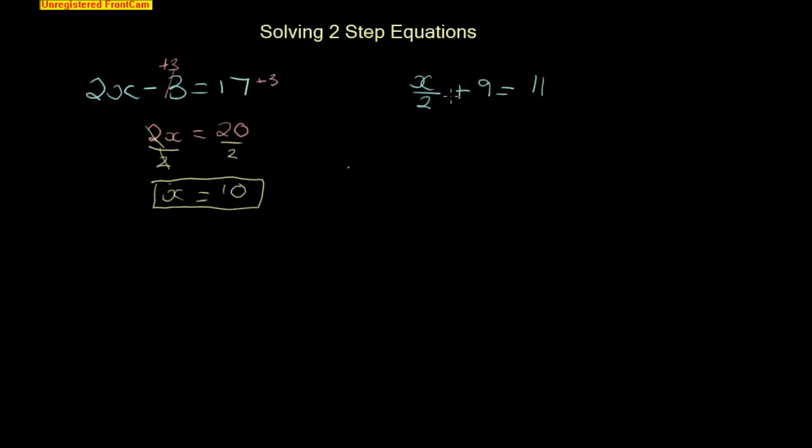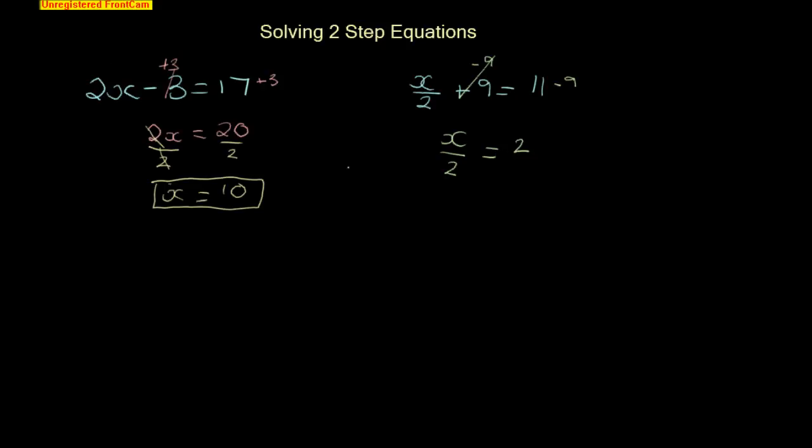So the first thing we have to get rid of is this plus 9. And the opposite of adding 9 is to take 9 away. So if we've taken 9 away from this side, we have to take 9 away from this side, the right-hand side. So we've got positive 9 take 9 becomes 0, so that cancels out, and we're left with x divided by 2 is equal to, so 11 minus 9 is equal to 2.